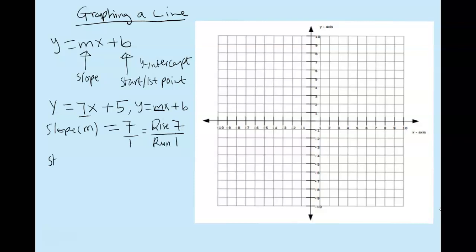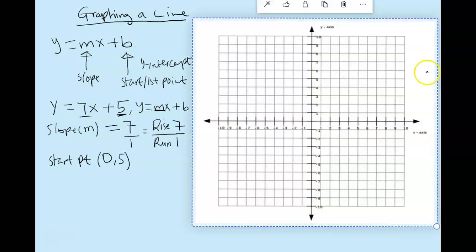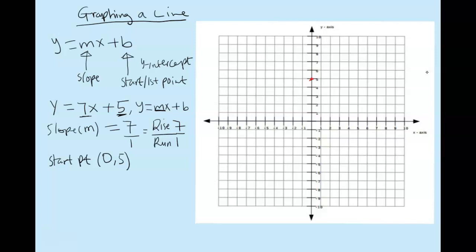Our start point is going to be the y-intercept, which here is the 5. So our starting point is 5, and this is a y-coordinate, so our start point is going to be 0, 5. So we are saying that our start point is 5. We'll make a point here, and we're supposed to rise 7 and then run 1.